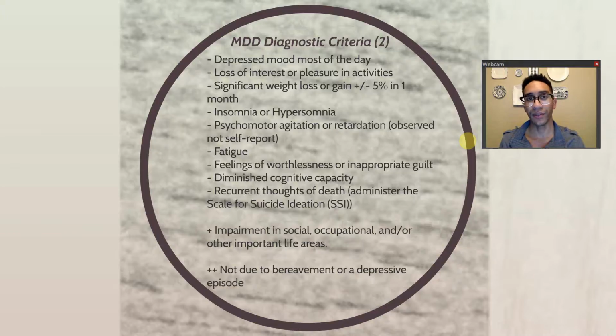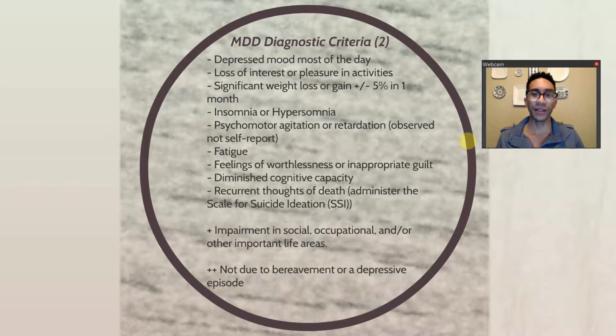So that's another way that the family system can be recruited to help a clinician understand what's going on with the person. Fatigue, that's a big one. Feelings of worthlessness or inappropriate guilt. So if someone is feeling like they're no good for no reason, they could be doing great. That would just be one of their symptoms that would be in that symptom cluster for major depressive disorder.